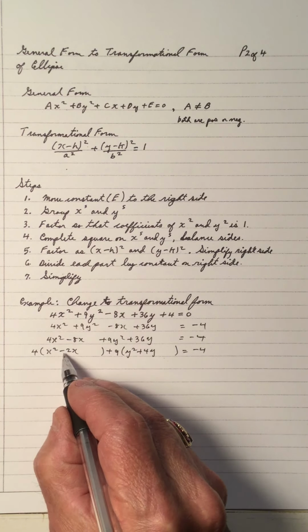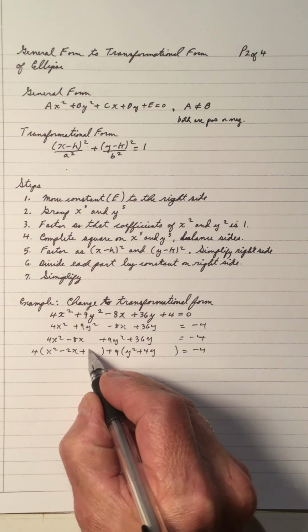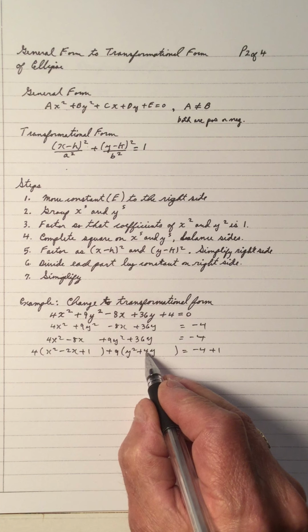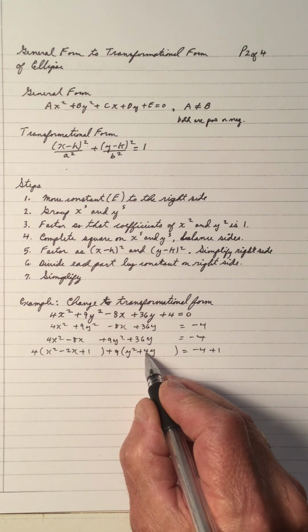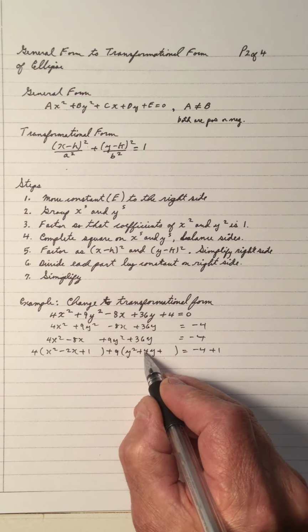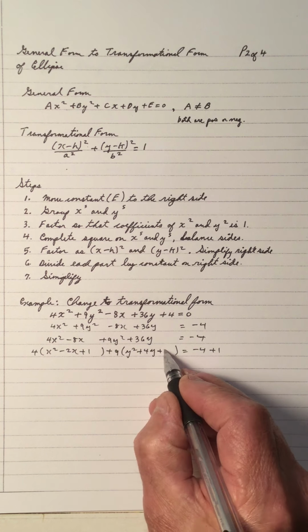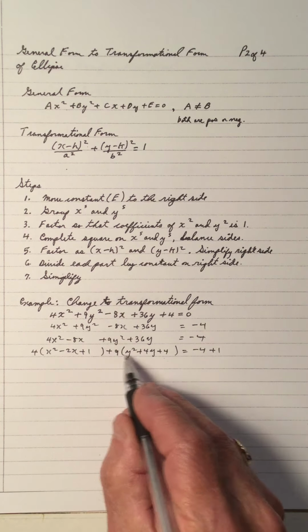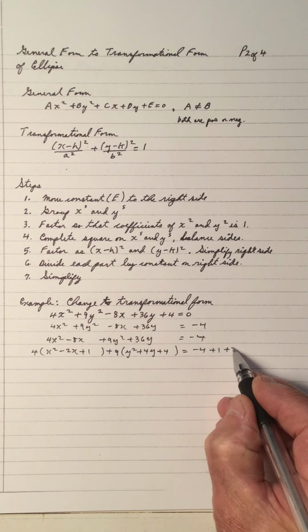So half of negative 2 is negative 1, squared is 1. So we'll add 1. And half of 4 is 2, 2 squared is 4. And we balance it. Notice we got 9 times 4 is 36.